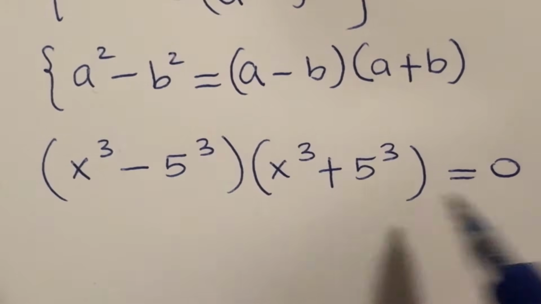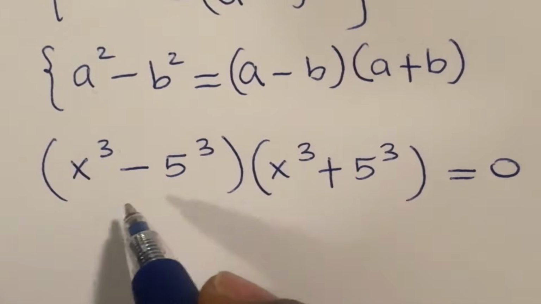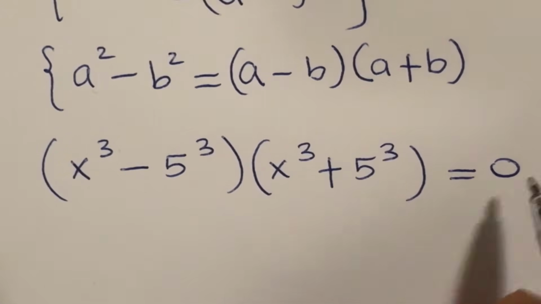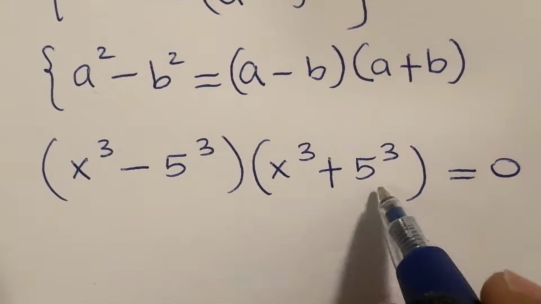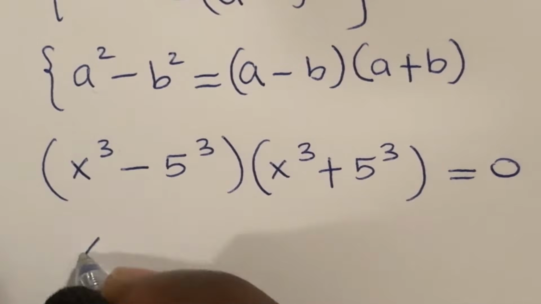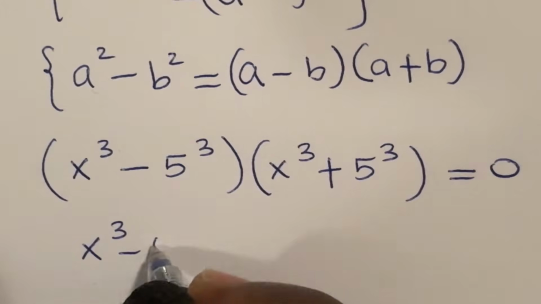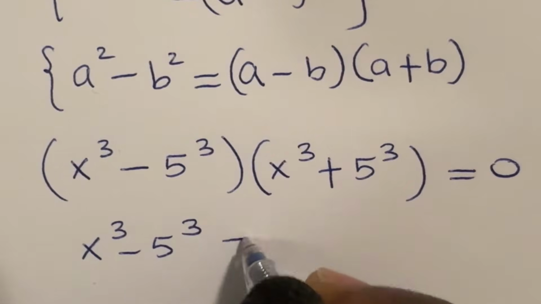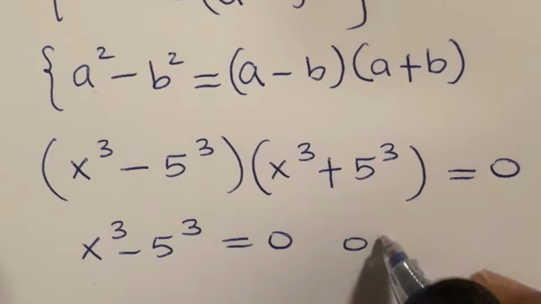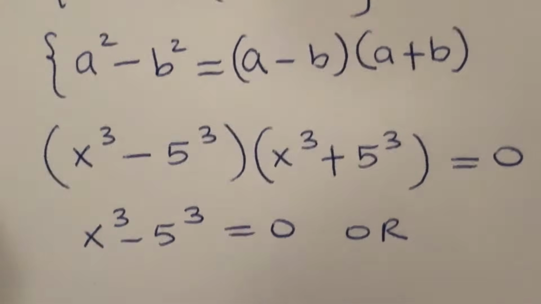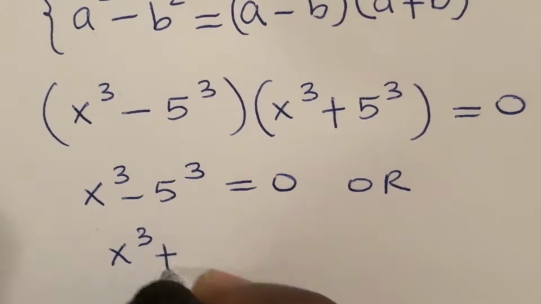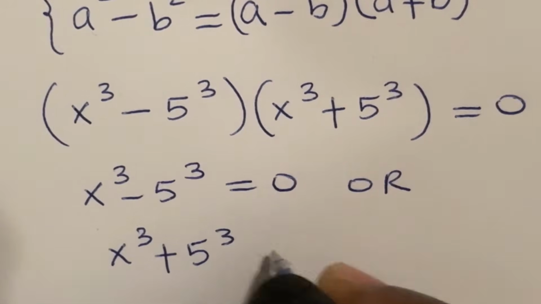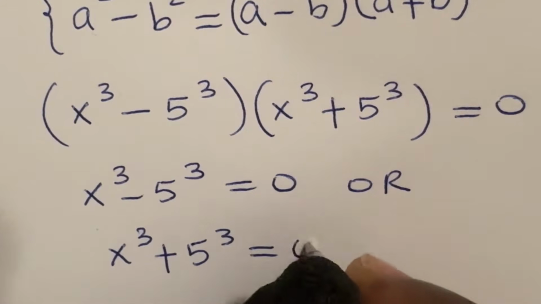Because two products are equal to 0, it is either one of them is 0 or both of them are zeros. So that means either this is 0 or this is 0. Therefore, x raised to power 3 minus 5 raised to power 3 is equal to 0, or x raised to power 3 plus 5 raised to power 3 is equal to 0.